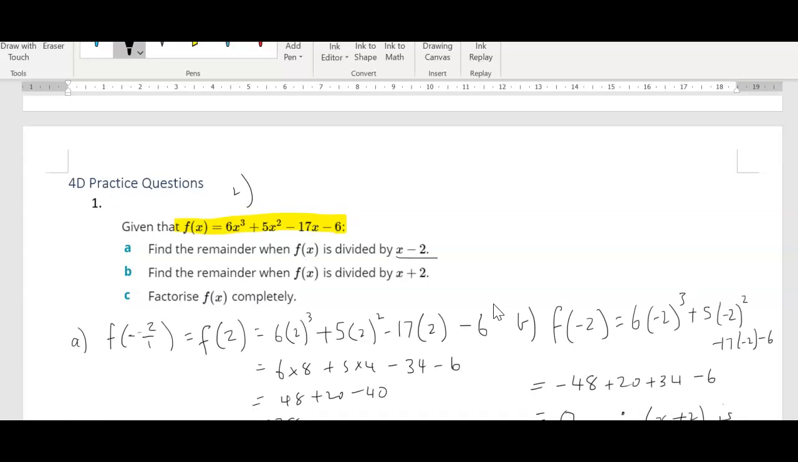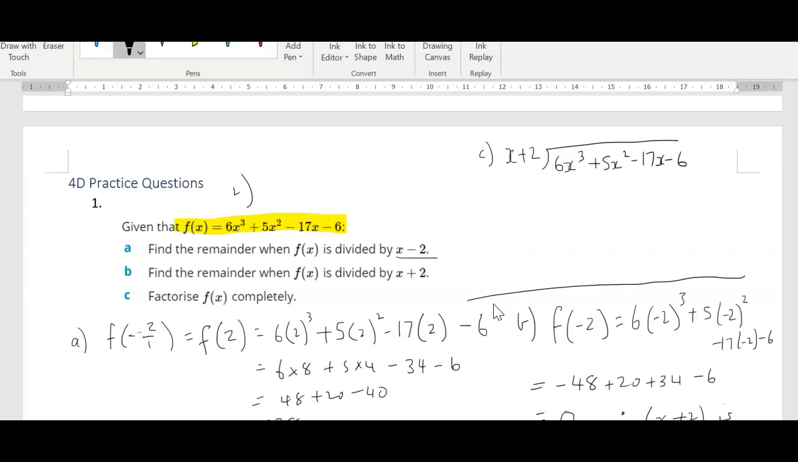Where did that 2 come from? Okay, don't mind me. Just put a line there. All right, so if we're factorizing it completely, because x plus 2 is a factor, I can divide that through. So what have we got? 6x cubed plus 5x squared minus 17x minus 6.